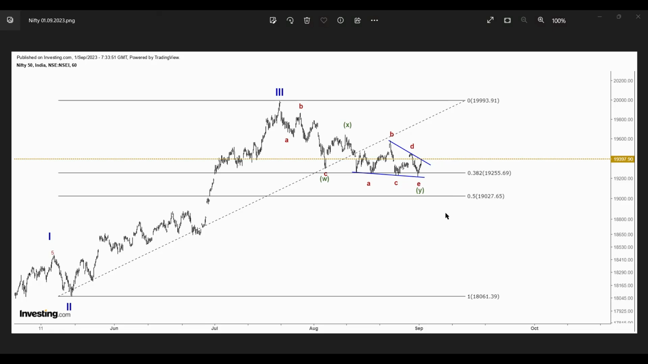And I informed that whenever a triangle comes in a complex correction, either in Y or Z, that will be the end point of the complex correction. This statement I mentioned in the last video, and I said this triangle appeared in wave Y, and this is the end point of this complex fourth wave correction, and price crossed 20,100.